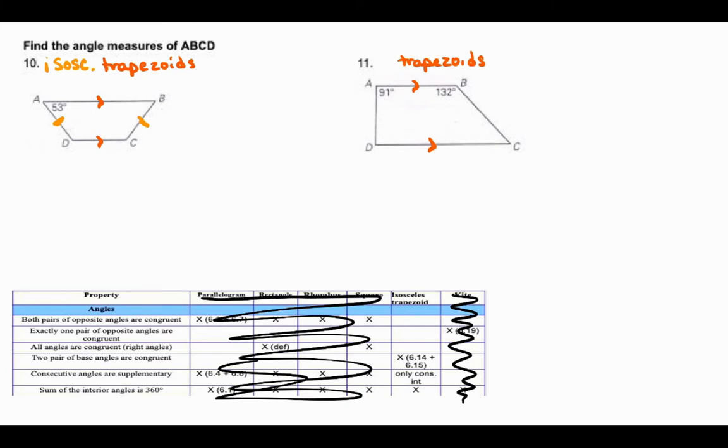We're going to look at the angles section. For the isosceles trapezoid, we get to use this theorem, that our two pair of base angles are congruent, and this is only true for the isosceles. So this means angle A will be congruent to angle B, and angle D will be congruent to angle C. So angle B is also going to be 53 degrees.